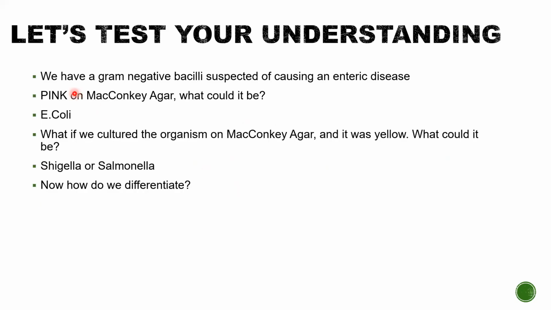Again, let's repeat the scenario. We have a gram-negative bacilli that's suspected of causing an enteric disease. If it appeared pink on MacConkey agar, it means it's positive for lactose fermentation. What could it be? E. coli. What if we cultured it on MacConkey agar and it was yellow? Yellow is a negative test, which means it's non-lactose fermenting. What could it be? Shigella or Salmonella. How do we differentiate between them?